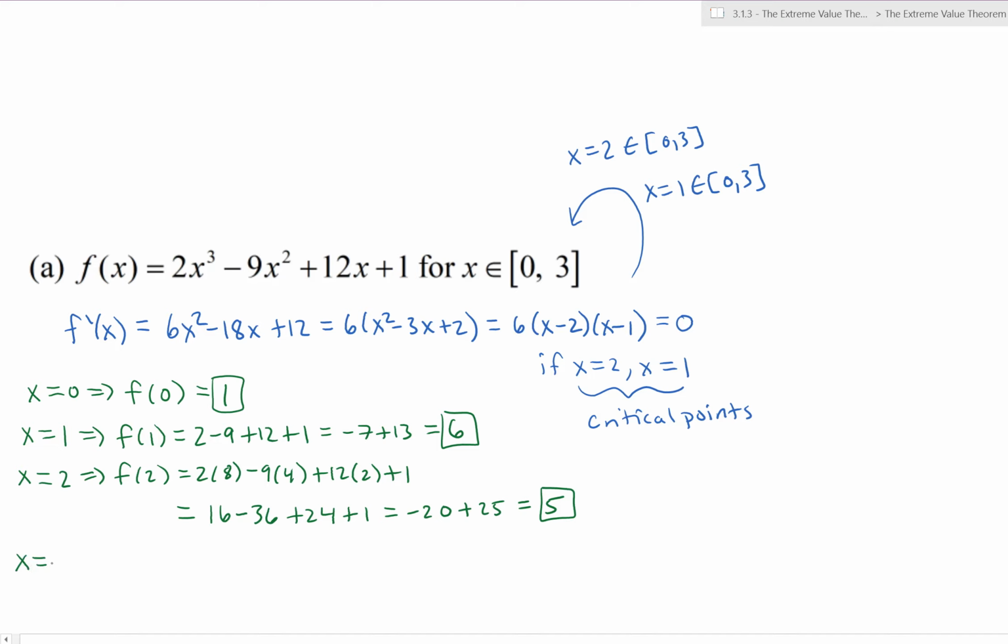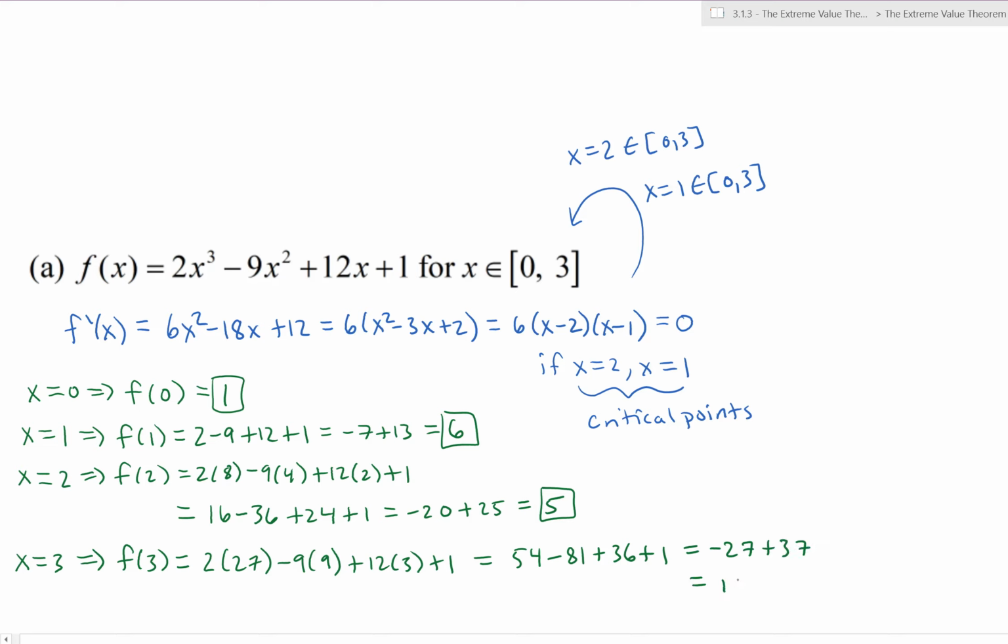And the last thing to do is check the right-hand endpoint, which is at x equal to 3. Plug that into the function. F of 3, what is it? That's 2 times 27 minus 9 times 9 plus 12 times 3 plus 1. Just multiplying this out, we get 54 minus 81 plus 36 plus 1. And what's that? That's negative 27 plus 37, which gives us a 10.